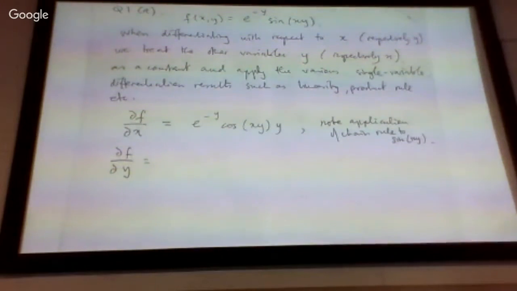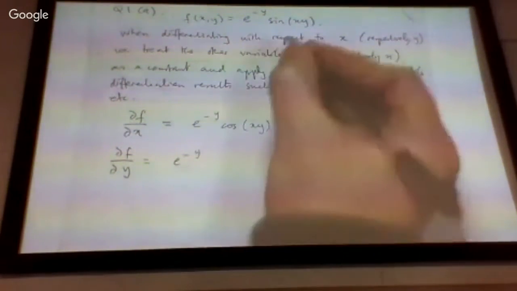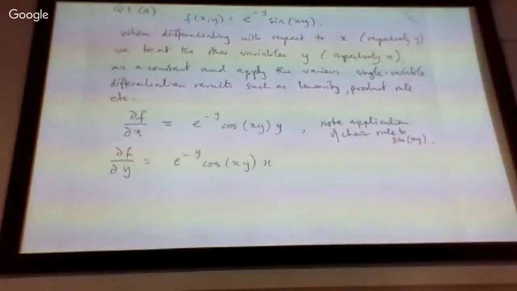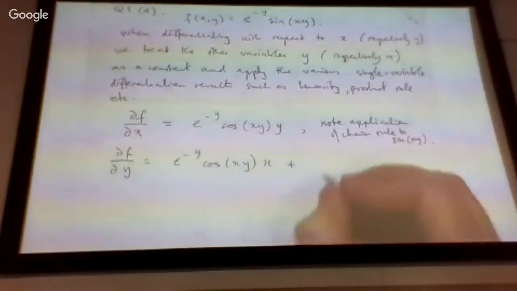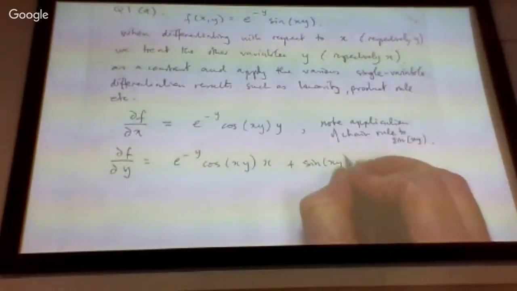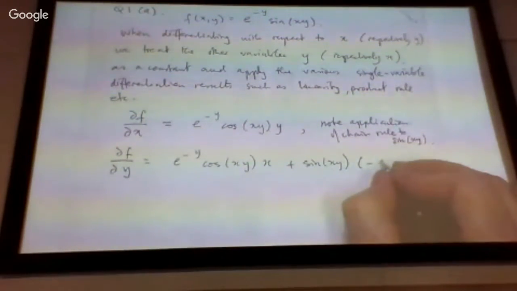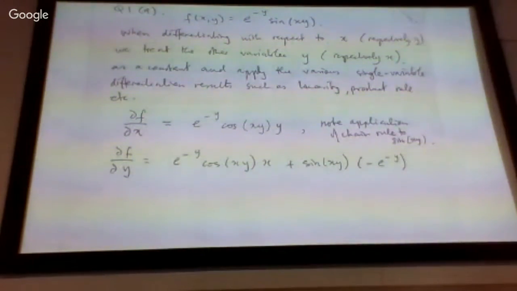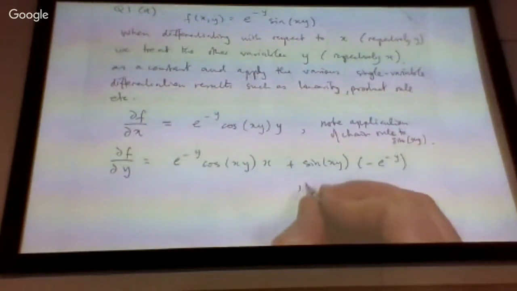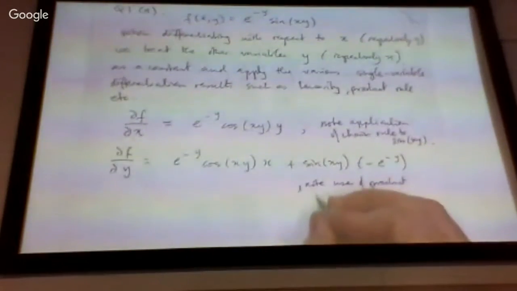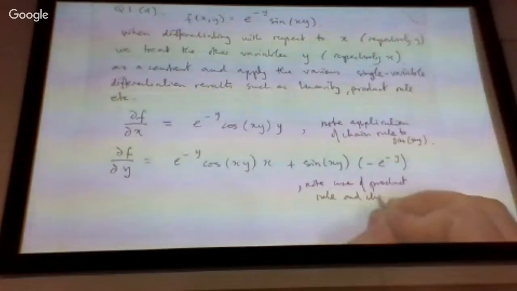So we need to apply the product rule. So it's going to be, let's hold the exponential the same, differentiate the sine, so it's going to be cosine of x times y times x this time, applying the chain rule there. Then we're going to add sine of xy, this time multiplied by the derivative of the exponential, which would be minus e to the minus y. And just indicate there: product rule and chain rule as before.